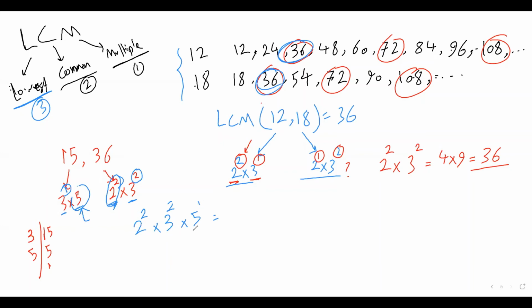And if you carry out this calculation, you see the answer is 4 times 5, that is 20, times 9, that is 180. Right? So that's quite a big number. Meaning if you wanted to do it the old way, you have to list all the multiples of 15 and 36 until you reach 180. And that's the lowest common multiple.